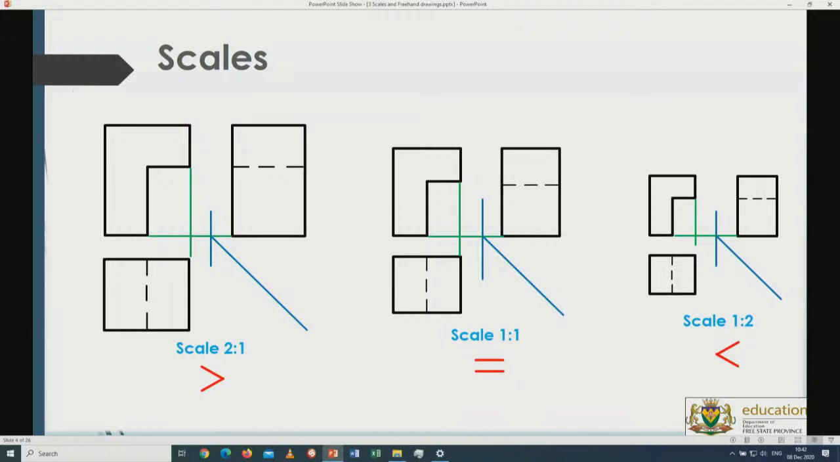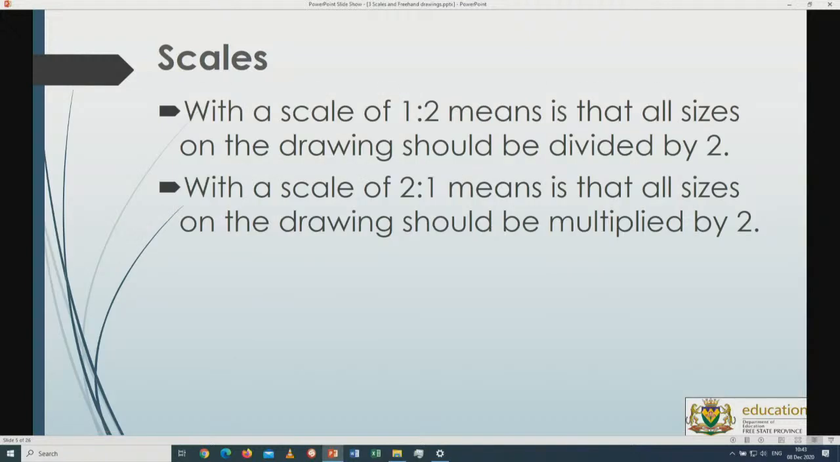There you can see the difference. There's an object, and the object has been drawn to scale 2:1, which you can see on the left hand side of your screen. It's much larger. 1:1 is the actual size, and then 1:2 is the smaller size that has been drawn to. Right, so in that case it points out to you that it's 2 times smaller than what it is in real life, and 2 times larger than what it is in real life.